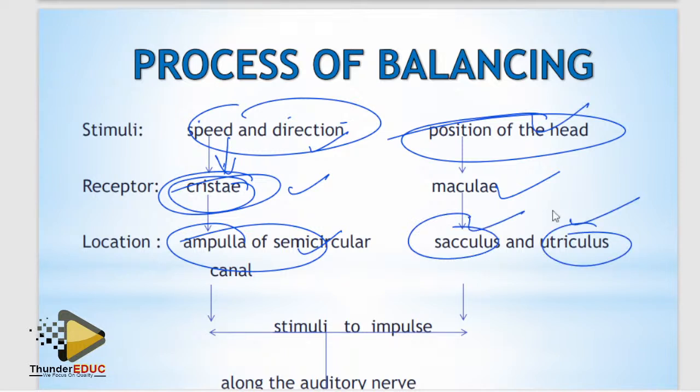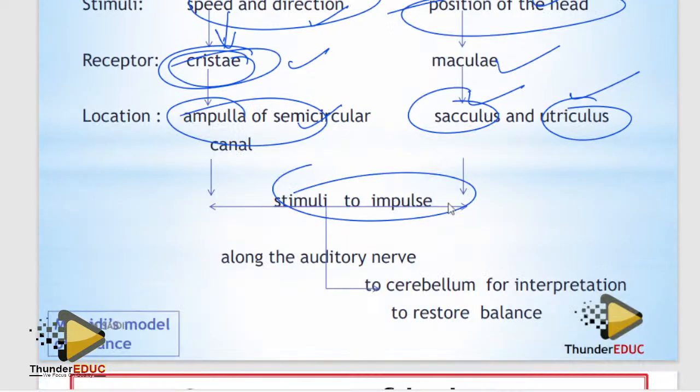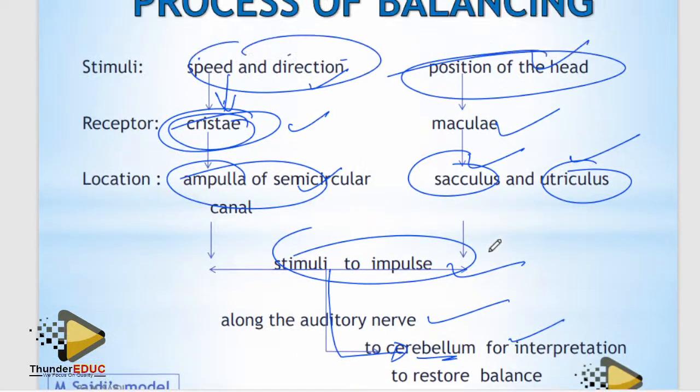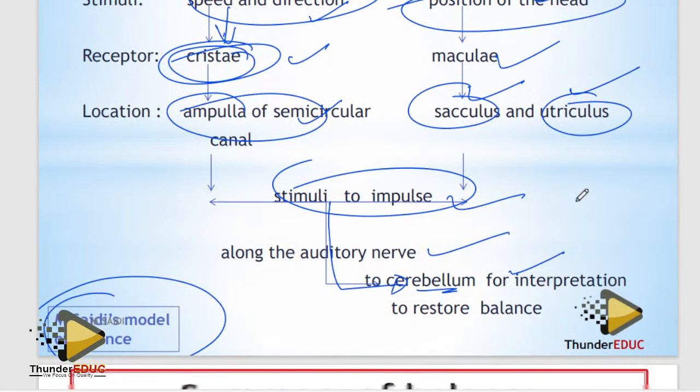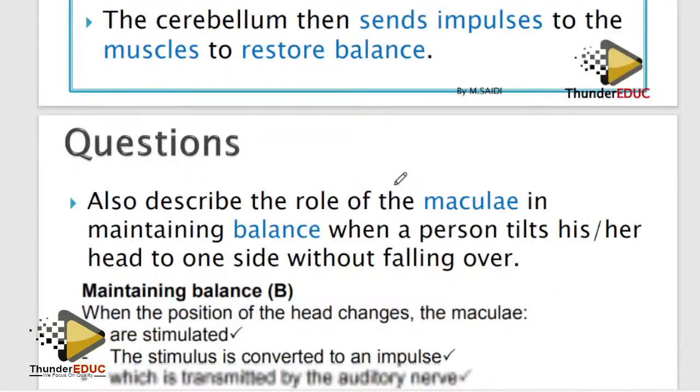You see? These are the stimuli, right? The stimuli are converted into a nerve impulse, which is another mark, and it is transmitted along the auditory nerves to the cerebellum for interpretation. Simple, done. Hearing, done. I made this model of balance just to simplify work for you. That's why it's called Saidi's model of balance. So guys, that's it. Balance is done.